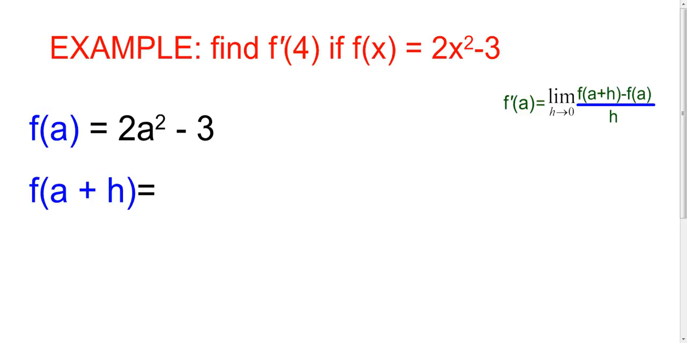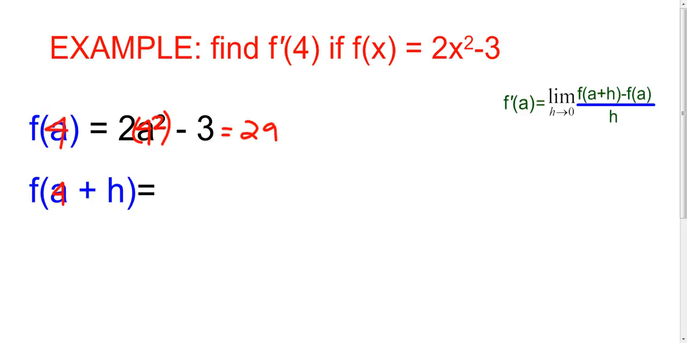Okay? Here's what I want you to do. I want you to say that a is 4. So I'm going to put 4 in right here. Okay? When I put 4 in, I have 2 times 4 squared minus 3, okay? Please make sure that you square the 4 first, then multiply it by 2, then minus 3, and you get 29.